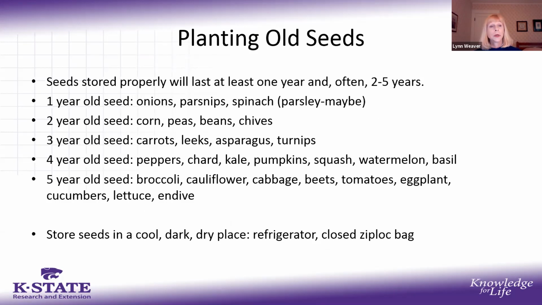Let's just look at 1-year-old seed here: onions, parsnips, spinach, parsley maybe. In my experience, parsley has not germinated well for me. So that is one package of seeds that I buy fresh every year. 2-year-old corn and pea seed, beans come up fine. 4-year-old peppers, chard, kale, watermelon, basil come up fine. 5-year-old seed, broccoli, tomatoes, lettuce, cucumbers, all do well.